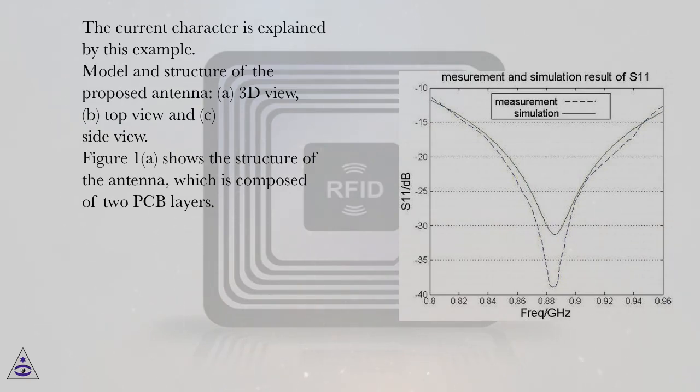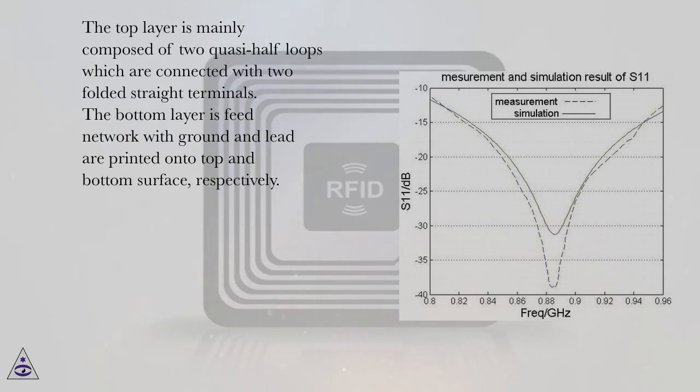Model and structure of the proposed antenna: A. 3D view, B. Top view and C. Side view. Figure 1a shows the structure of the antenna, which is composed of two PCB layers. The top layer is mainly composed of two quasi-half loops which are connected with two folded straight terminals. The bottom layer is the feed network, with the ground and lead printed onto the top and bottom surface, respectively.